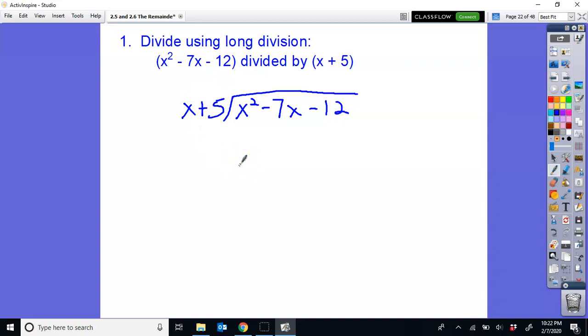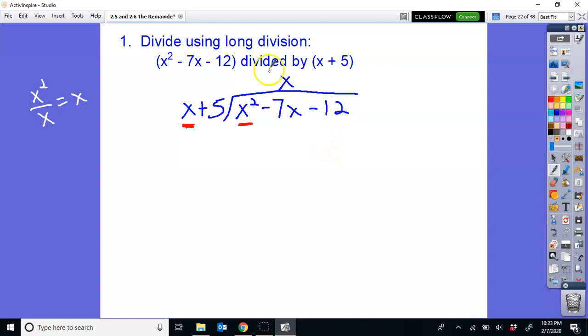Yes, technically you could use synthetic division on this particular problem, but I want to practice long division a couple of times, or one time in this video. We want to keep practicing it several times though throughout the chapter so we know how to do it still. So remember, with long division, you always take the first one on the inside divided by the first one on the outside. x squared divided by x is going to be x. That is our first term in our answer.